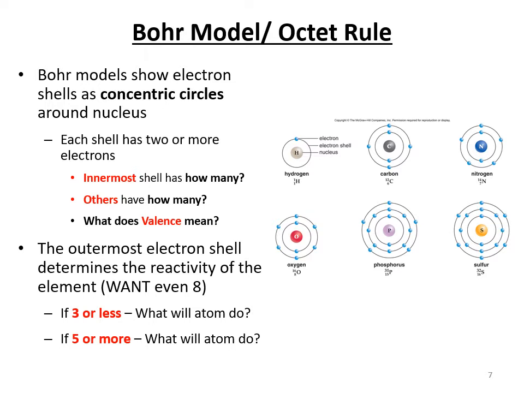Okay? So basically, keep in mind, if the valence electrons are 3 or less, we donate. If it's 5 or more, we want to receive electrons. Okay? Again, if any of that's unclear, just send me a message in Remind, and I'll explain it further.